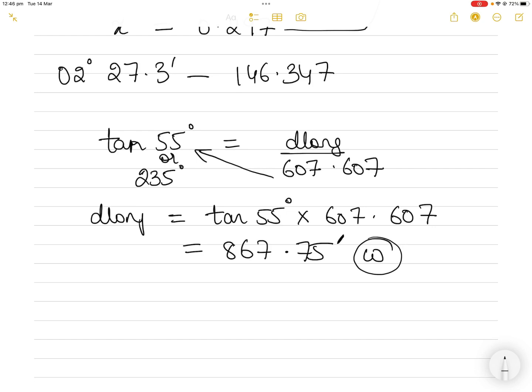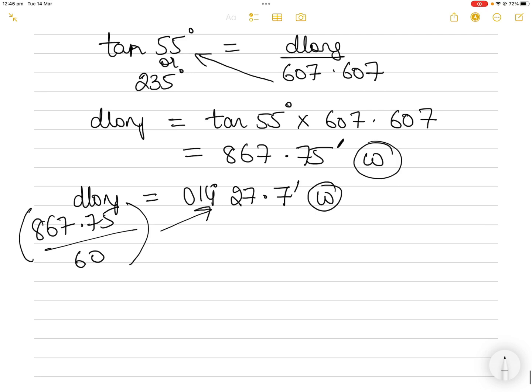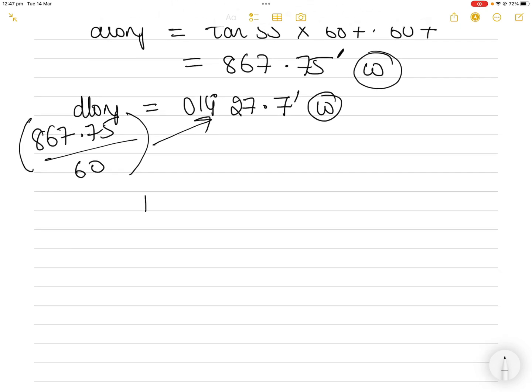So 867.75 divided by 60 gives me 14 degrees 27.7 minutes, and this is west. In case you were wondering what happened here, I divided 867.75 by 60, which gives me 14 degrees 27.7 minutes. So with D long, similar to D-lat, whenever it is more than 60 minutes, you have to convert it into degrees and minutes. So I just divided by 60.